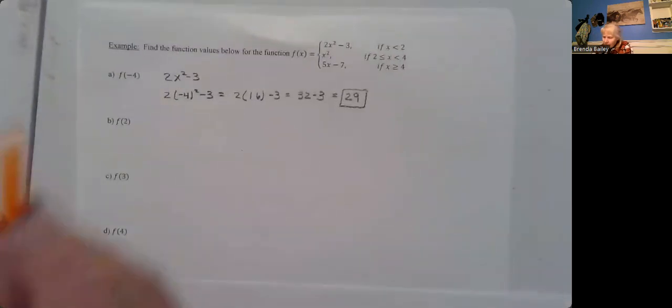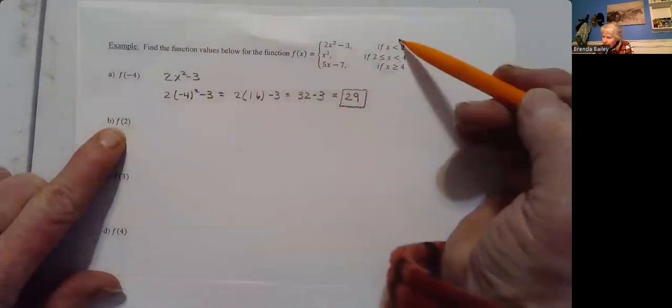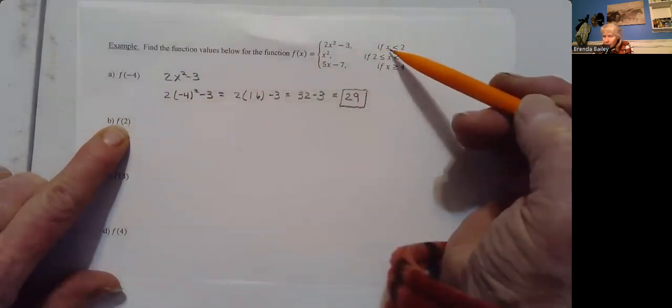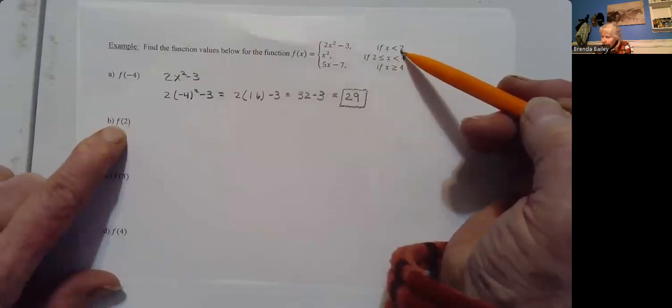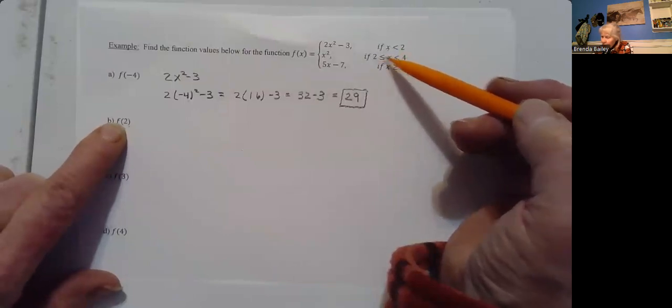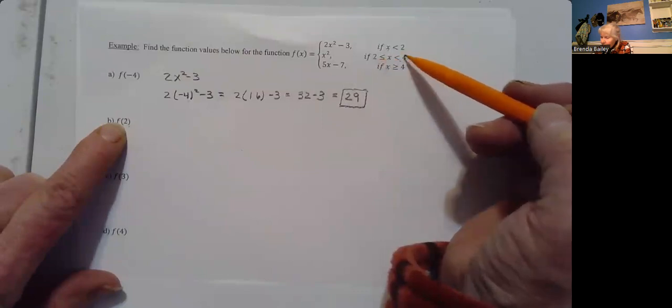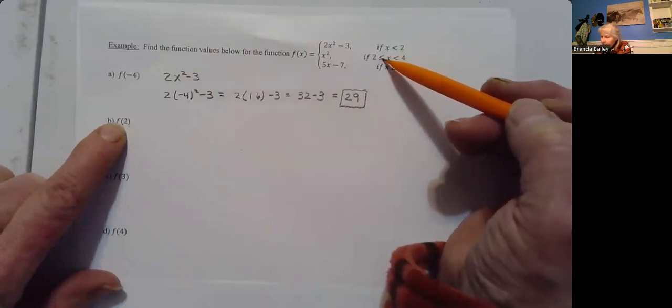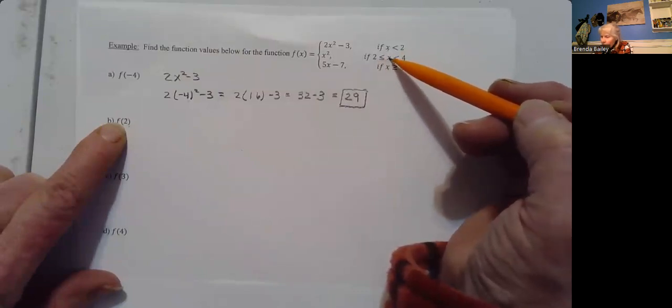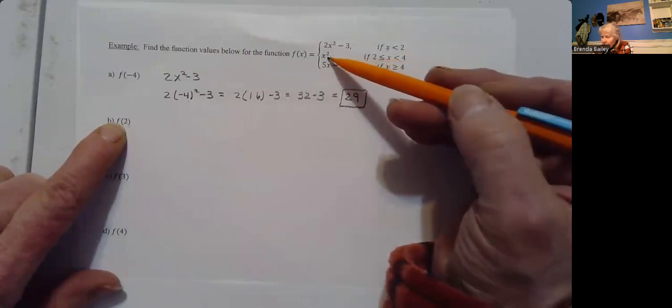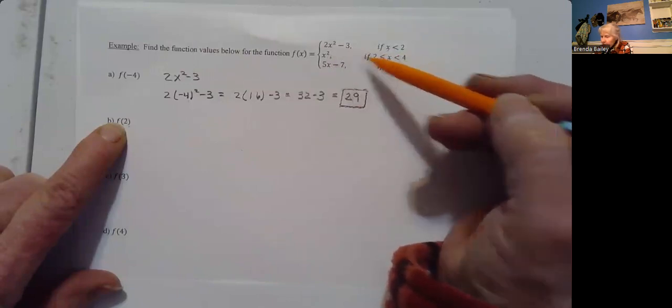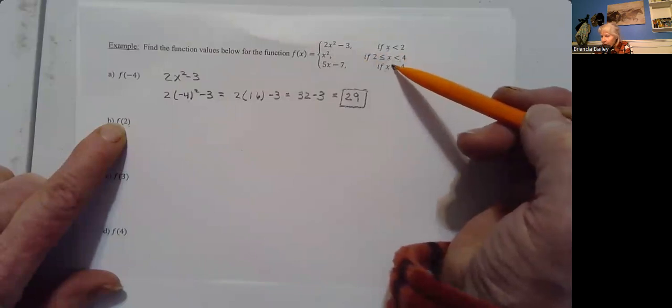All right. So you use this part over here. Is 2 less than 2? Is 2 between 2 and 4? But see this bar? If it's equal to 2, then you would use this one. So it is going to fit this one because 2 is not bigger than 4.